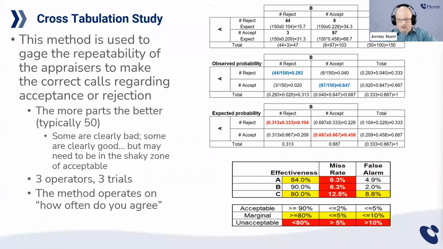We're at that 10,000 foot cloud view, right? When you look at an MSA study, what happens is we look at the repeatability of the appraisers to make the correct calls regarding acceptance or rejection.